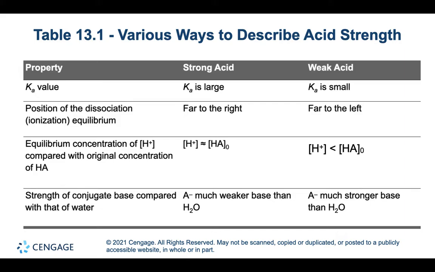The equilibrium constant is large because it lies far to the right, with lots of ionization occurring. Weak acids have a very small Ka. Mostly, this equilibrium lies to the left.